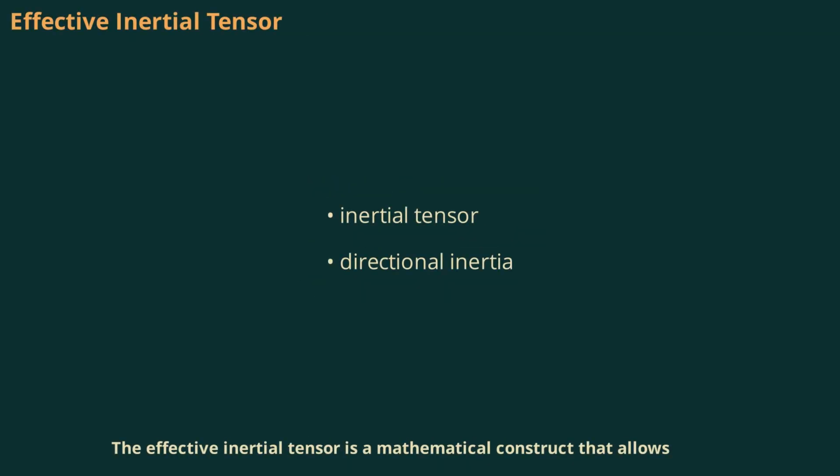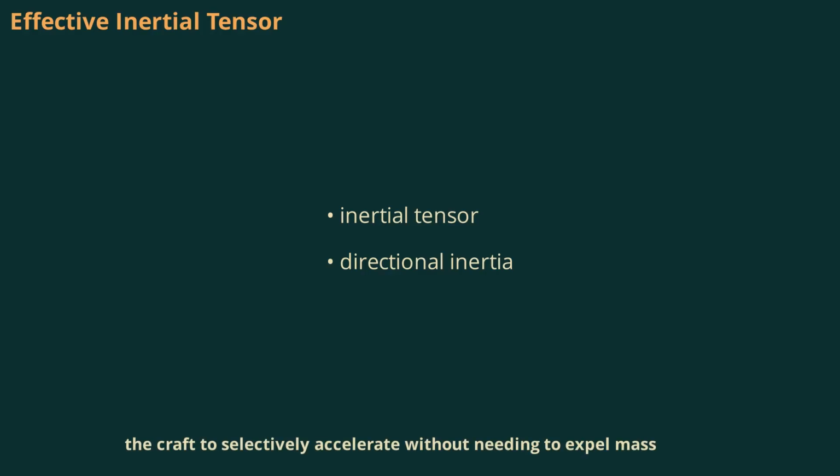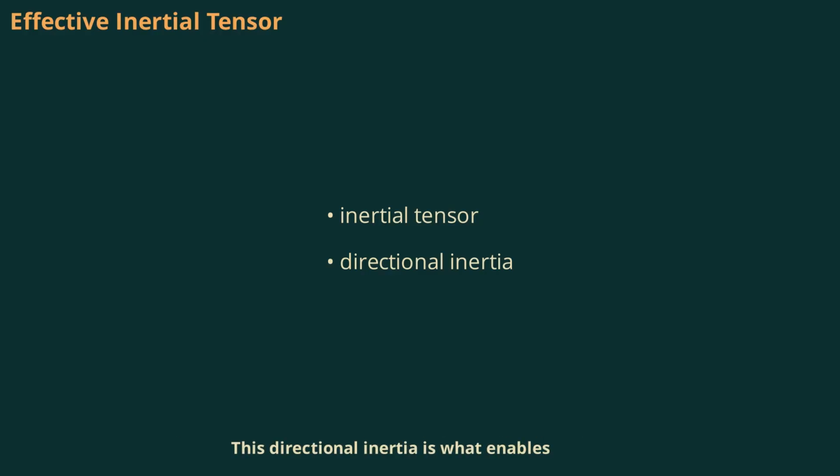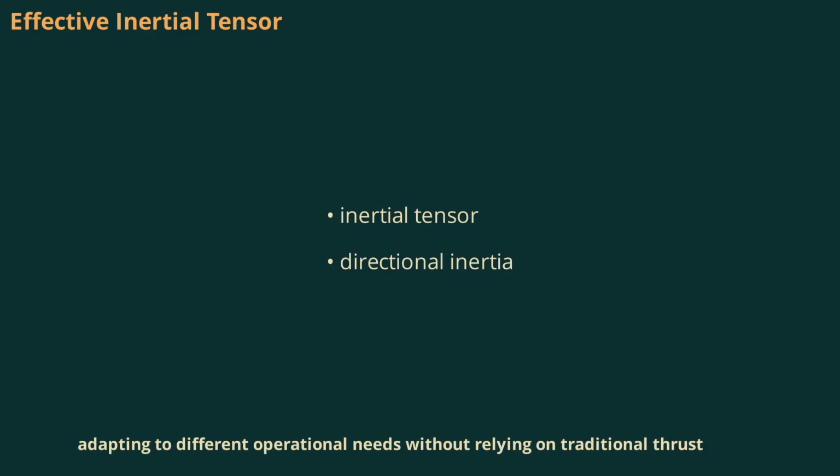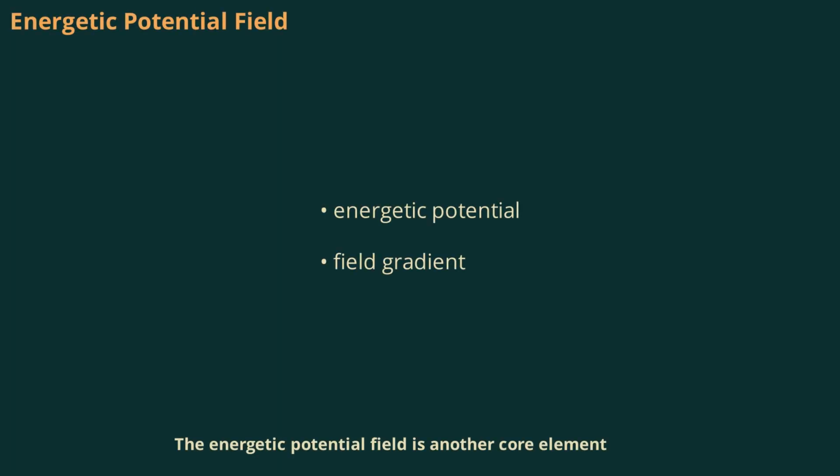Effective inertial tensor is a mathematical construct that allows the craft to selectively accelerate without needing to expel mass. By controlling the internal field states, the system can modulate inertia in specific directions. This directional inertia is what enables the craft to move efficiently and responsively, adapting to different operational needs without relying on traditional thrust. Energetic potential field is another core element. By creating non-zero gradients in this field, the craft can produce translation. Essentially, it moves itself by shaping the potential landscape around it. The equations governing this process tie directly to the visual representation of field lines and gradients, making it possible to both predict and visualize the craft's behavior in real time.